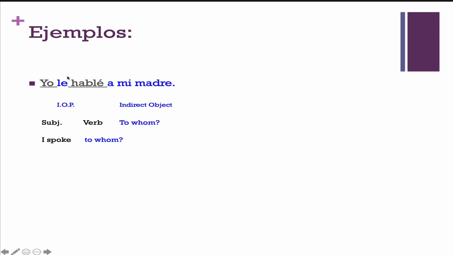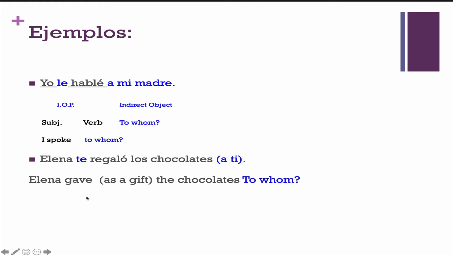So in English, you don't have that extra le, right? But in Spanish, we need to add it when you are doing something for somebody. Like speaking to somebody, washing the car for somebody, then you would have to add that indirect object pronoun. Elena te regaló los chocolates a ti. So Elena gave a gift, the chocolates, to whom? To you. Okay, it'll be te.